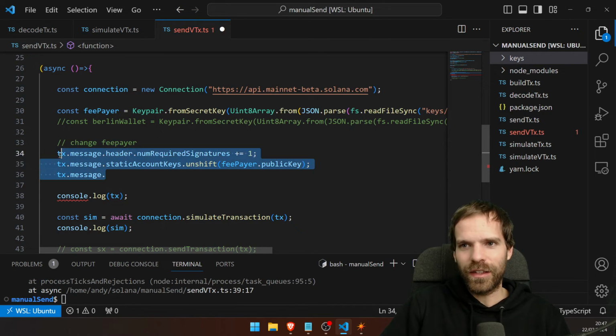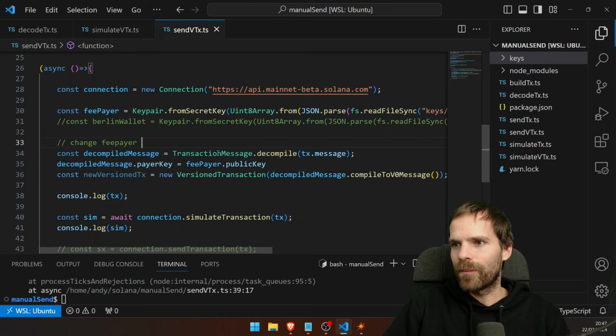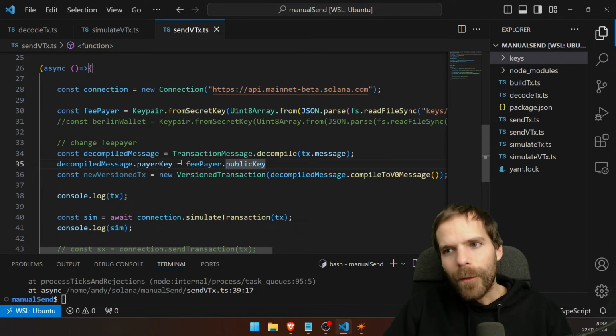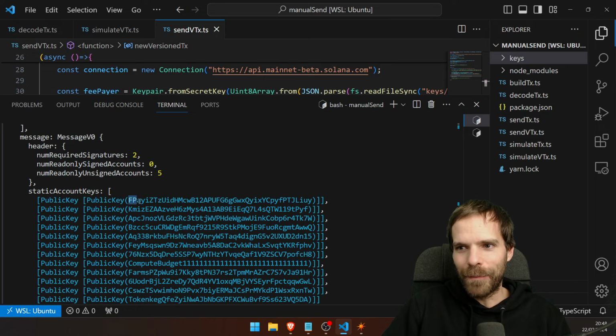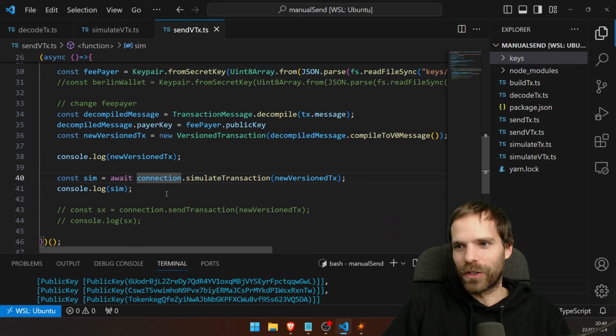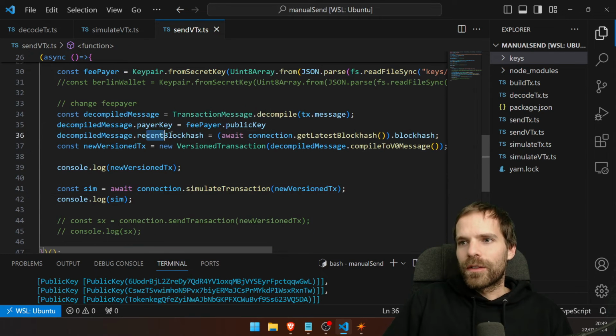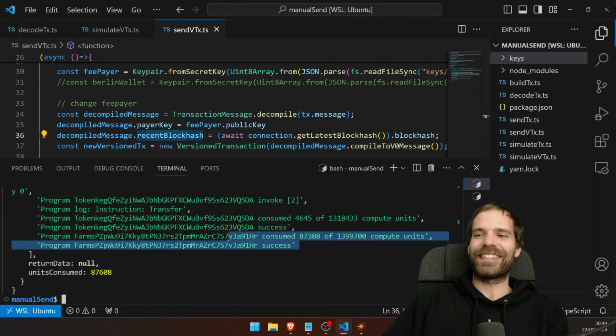So instead of that stupid thing working around with the compiled stuff, let's decompile. Payer key is the name. And then we have the new version transaction where we compile it to a v0 message. Looks good. Yeah, we get a block hash not found. That's fine. But I managed to put in my fee payer before my other pub key. Nice. Okay. Block hash not found. Well, that's fine. I set the recent block hash and then simulation success.